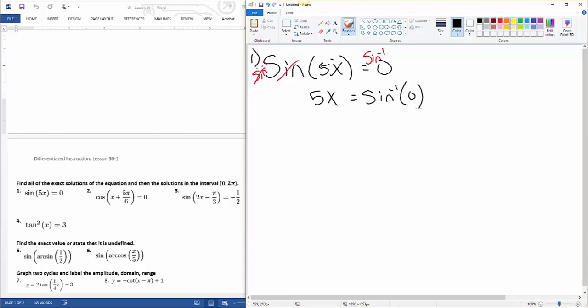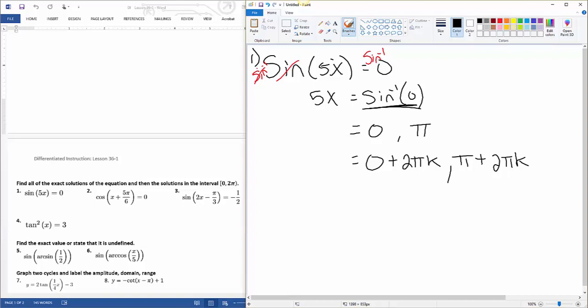So now this statement here, this sine inverse of 0, I need to think where on the unit circle is my sine inverse going to give me 0, or what angle on the unit circle gives me that 0. And so on the unit circle, my sine value is 0 at 0 and pi. So I needed to write each of these with 0 plus 2 pi k, where k is an integer, and pi plus 2 pi k, where k is an integer.